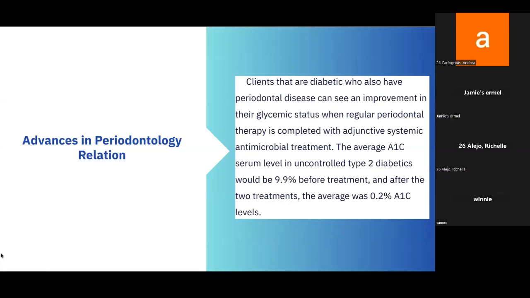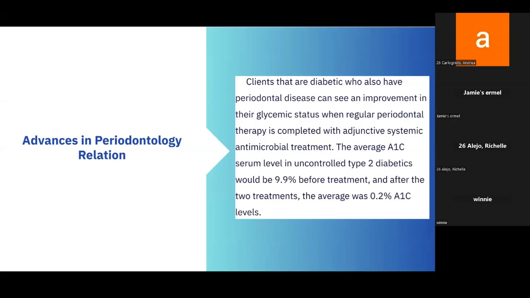Advances in periodontology in relation with diabetics. Clients who present with diabetes have a greater risk in developing periodontal disease. Therefore, it is so important to maintain metabolic control of the client because periodontal therapy can have an impact on the HbA1c levels in the blood.